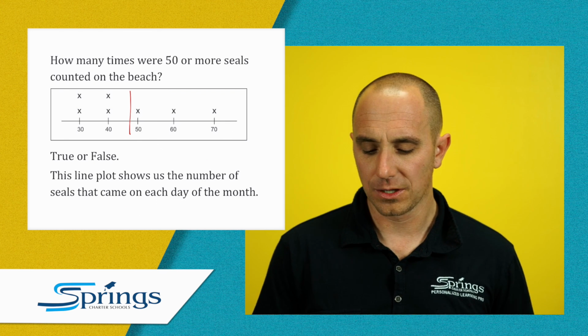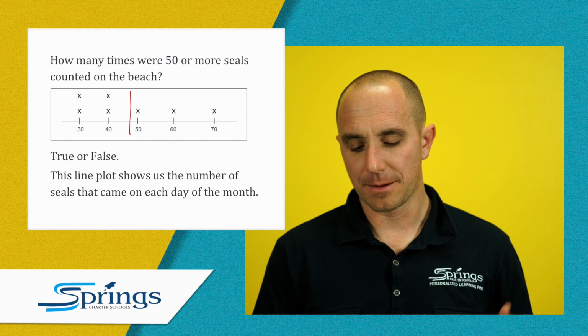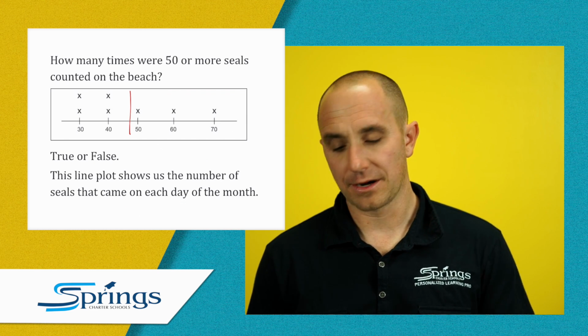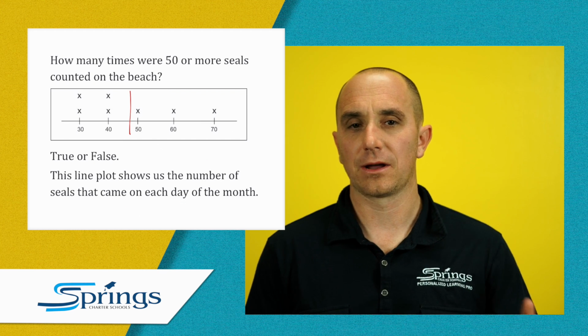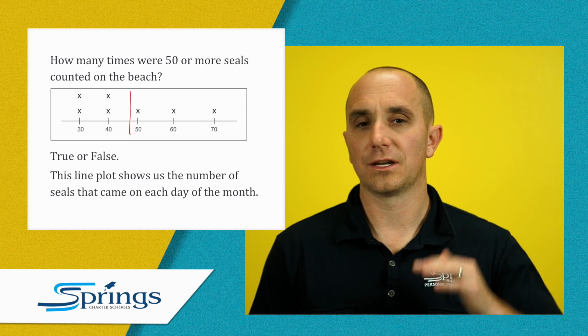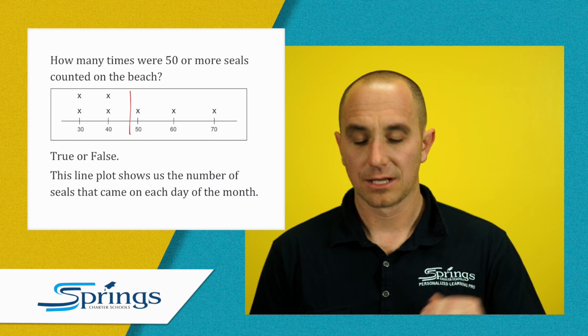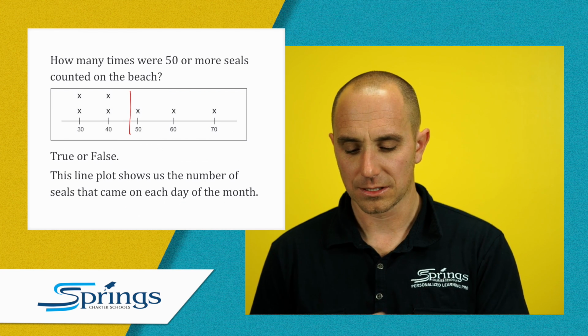Okay, this one's a true or false. This line plot shows us the number of seals that came on the beach each day of the month. And I'm looking there, I don't see any days. It's not showing how many times you saw the different days of the week or even the calendar. So that would be false. This is just telling us the frequency of the number of seals.